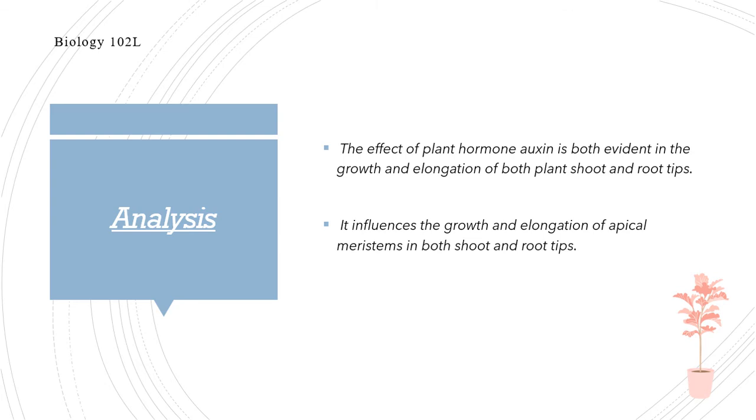The accumulation signals the plant's root tips to grow downward with the aid of statocytes. This then regulates apical dominance, thus influencing the growth and elongation of apical meristems in both shoot and root tips.